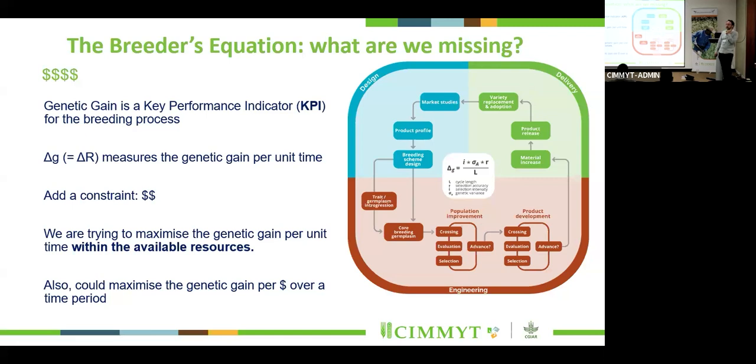If you just say we want the fastest genetic gain, well, we've got infinite resources, that's pretty straightforward. But what we're really interested in is the genetic gain per unit time within the available resources. You can frame it another way, if you're asking for more resources, which we all like to do, you can maximize the genetic gain per dollar, but usually we want to constrain by resources. So we want to increase the intensity, we reduce the accuracy because we keep the number of plots the same.